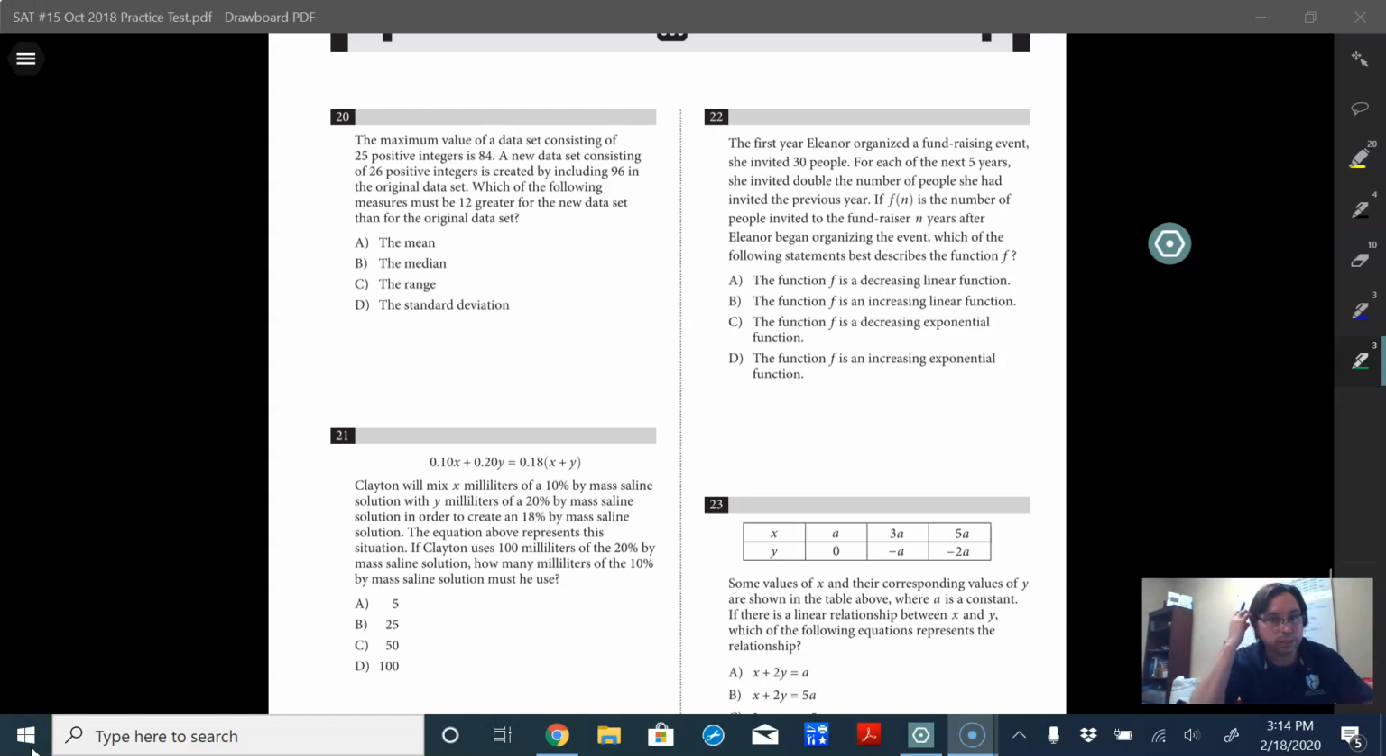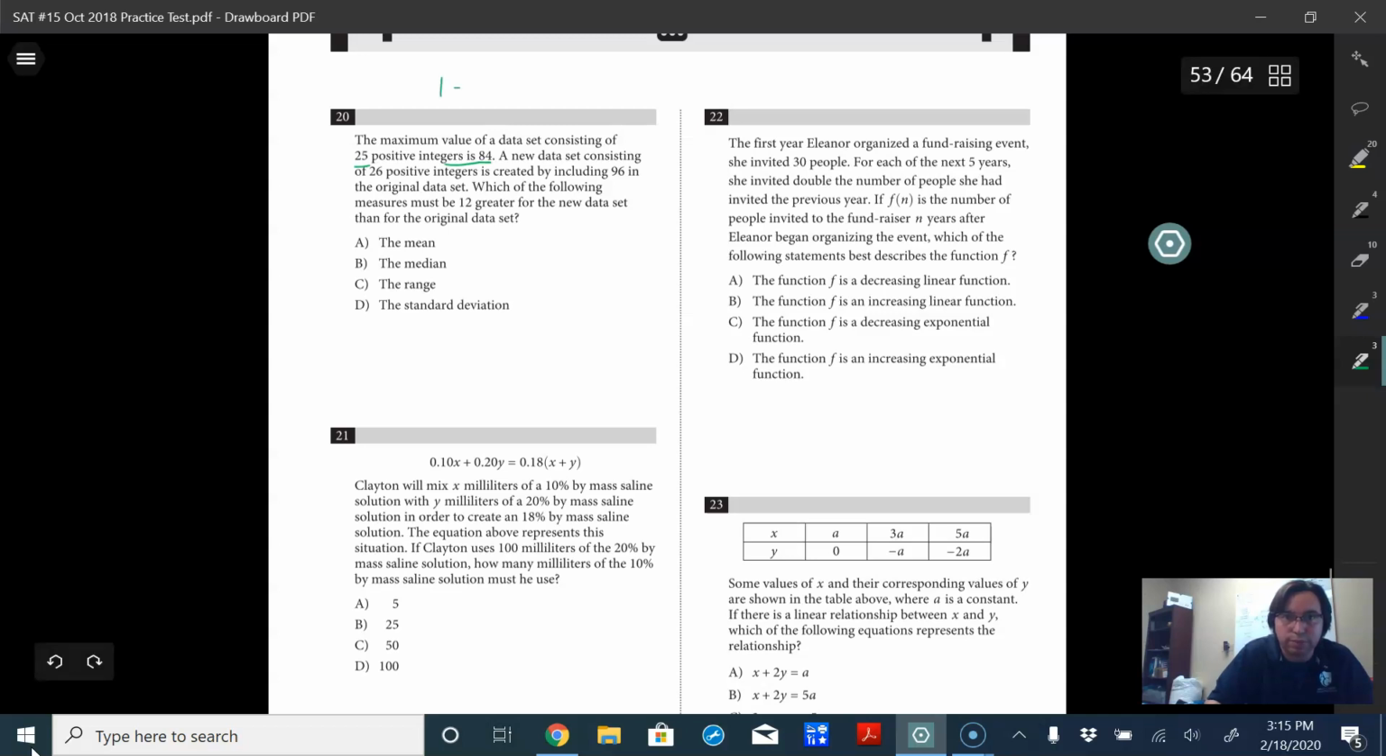All right, guys, let's look at number 20 here. We've got a mean, median, range, standard deviation type problem, so we're dealing with some central tendency data. The question reads, the maximum value of a data set consisting of 25 positive integers is 84. So we know that they're positive, and the values have to be somewhere between 1 and 84.